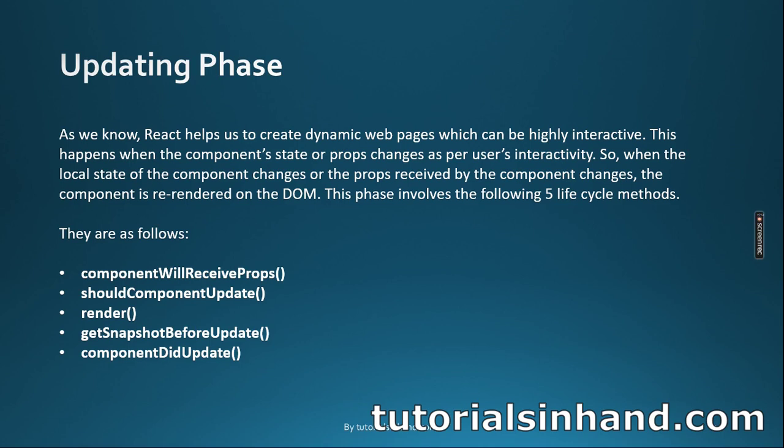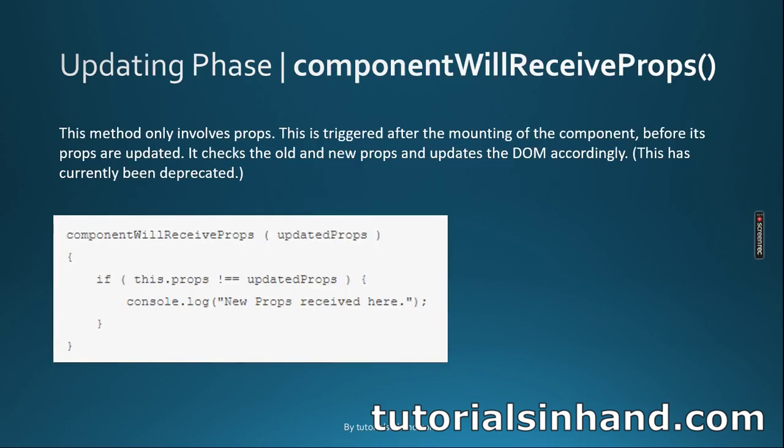The first one is componentWillReceiveProps. The second one is shouldComponentUpdate. The third one, again the most popular, is the render method. The fourth one is getSnapshotBeforeUpdate. The last but not the least is componentDidUpdate. So let's learn about each one of these methods one by one.